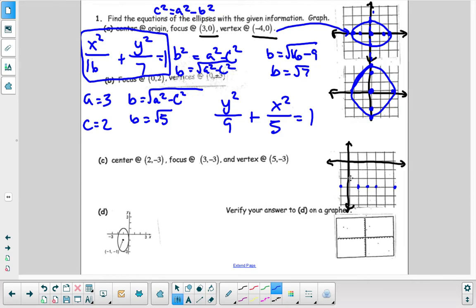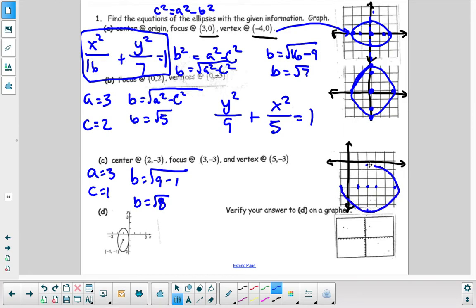All right, so A is the distance from here to here, or 1, 2, 3. So A is 3, and C is going to be 1, because it's the distance from the center to a focus. So 1, and B is the square root of 9 minus 1. So B is the square root of 8. Square root of 8 is just a little less than 3. So like right there. That's interesting. Let's see, like right there.